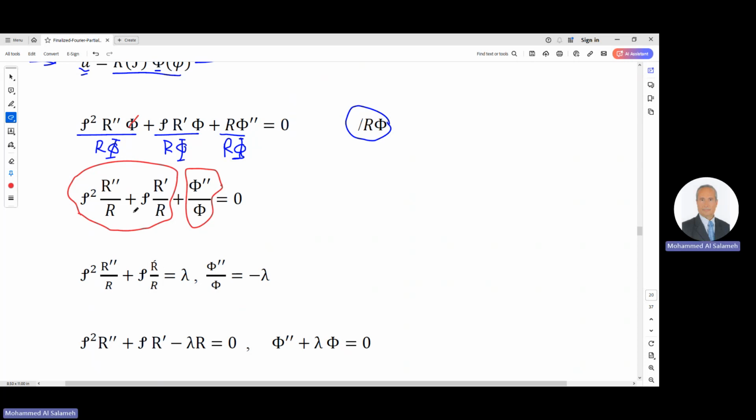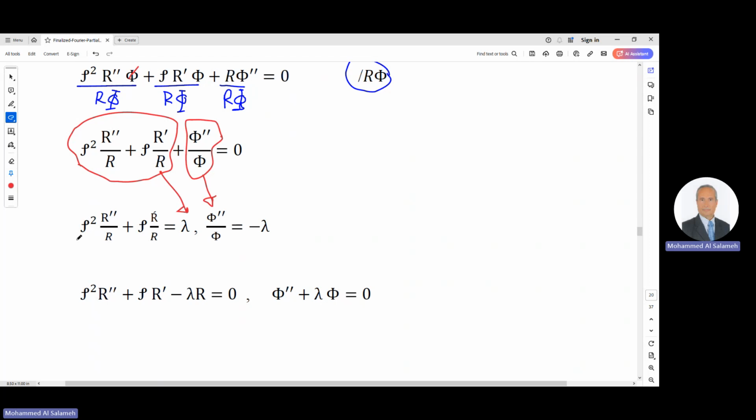Each term should be constant because their addition is 0. Even if you vary rho, or if you put different phi, you will obtain 0. This means that each term should be equal to a constant. Otherwise, if they are variable, not constant, they will not add to 0. So this term, rho squared R double dash over R plus rho R dash over R, we assume that it is equal to this parameter, lambda. So the second term, phi double dash over phi, should equal minus lambda because their addition is equal to 0. Lambda minus lambda is equal to 0.